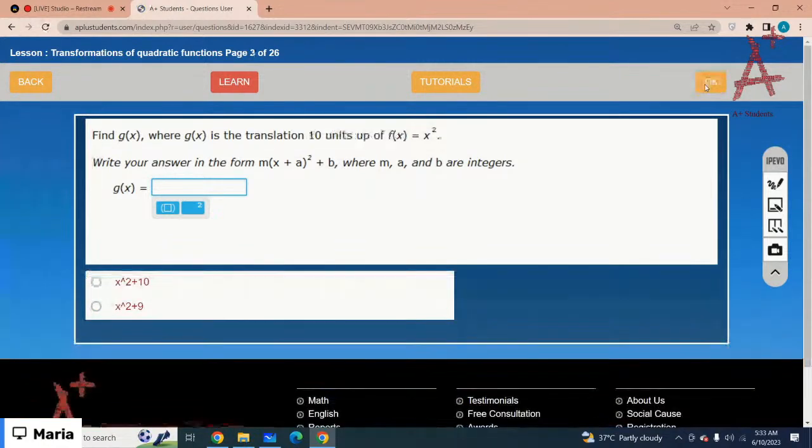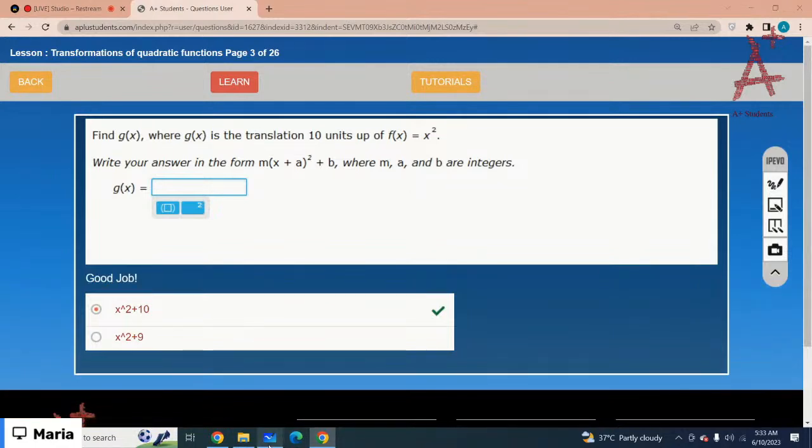Okay, the next one is find g of x, where g of x is the translation 10 units up of f of x equals x squared. Which is the correct option? You have to translate the function 10 units up, so it would be x squared plus 10. Got it? Okay, you can complete the test by yourself later today.